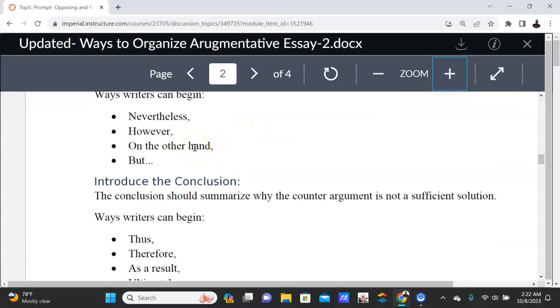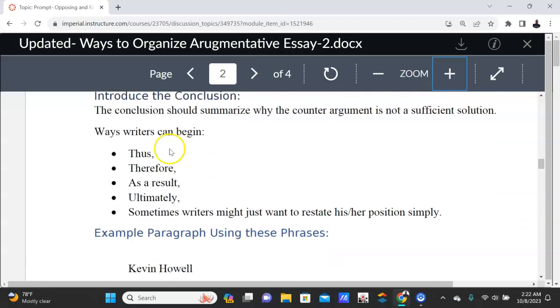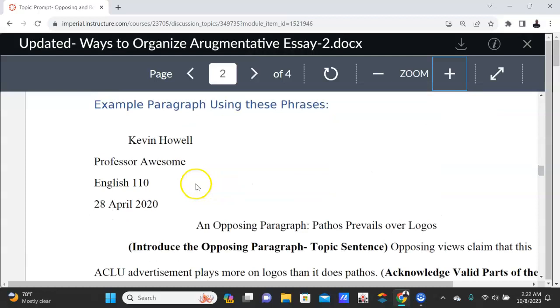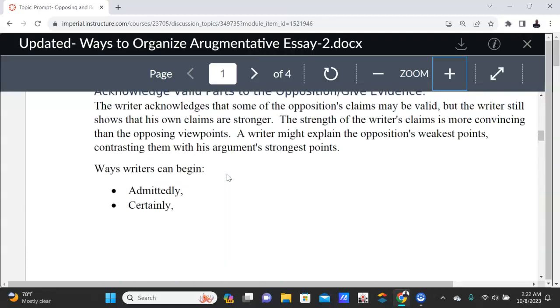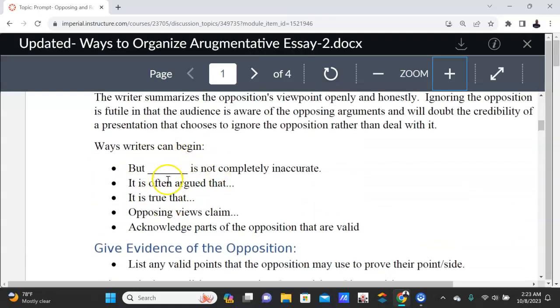Okay. On the other hand, pathos was more powerful than logos. Look at the picture in the middle of the ad. I'm spinning back to my side. Remember, pathos is my pro, logos is my con. And then you're going to conclude, thus, therefore, ultimately. So ultimately, although logos does have a good point, comma, pathos is still the clear dominant appeal in this ACLU document, period. So use these. And I put my example here. So introduce the paragraph. How are you going to introduce the paragraph and the topic sentence? Use one of these ways to start it.